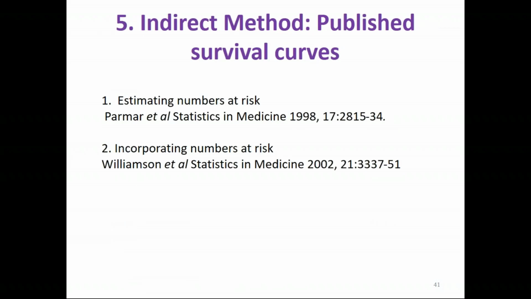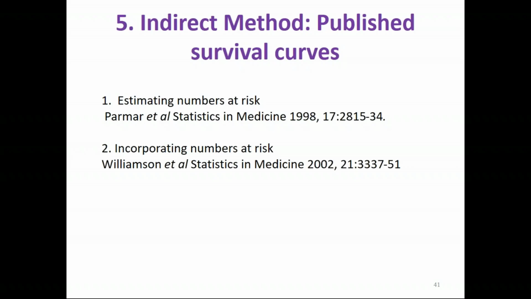So there are two approaches we can use to incorporate information from published survival curves in order to estimate log hazard ratio and variance. The first was proposed or summarised by Parmar et al. in the Statistics in Medicine paper in 1998. And in that approach, we're not using any information from numbers at risk for the curve. So if you don't have information on numbers at risk published with the curve, then the Parmar approach is the one to use.